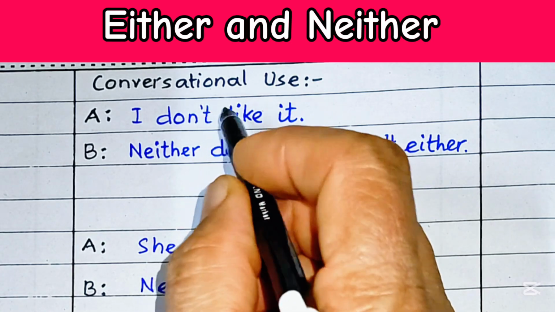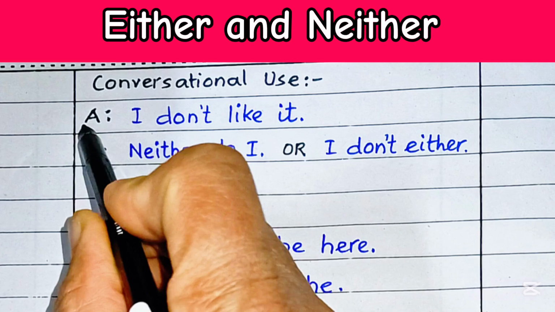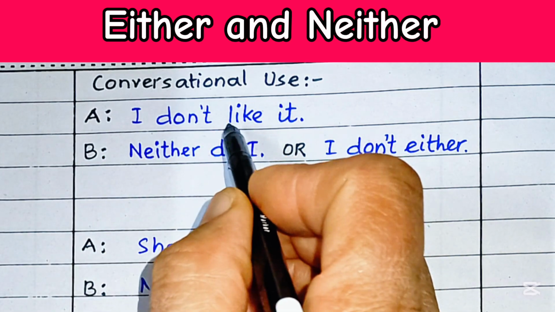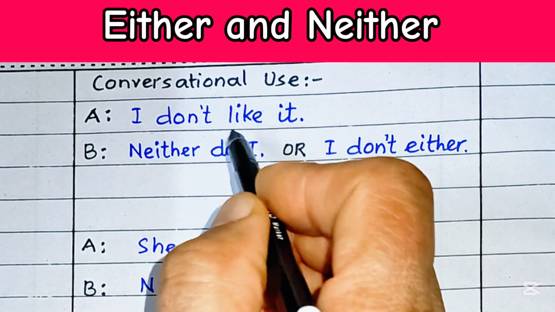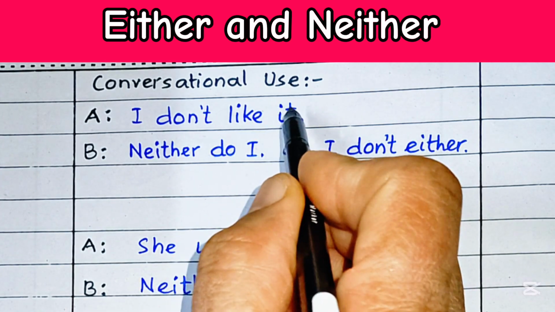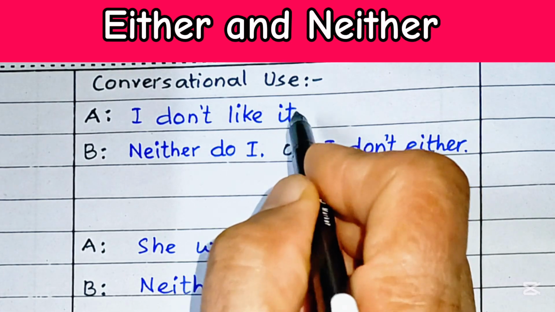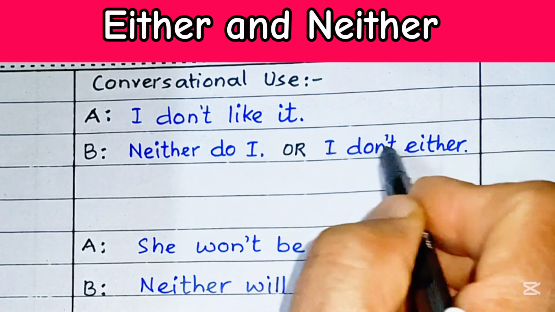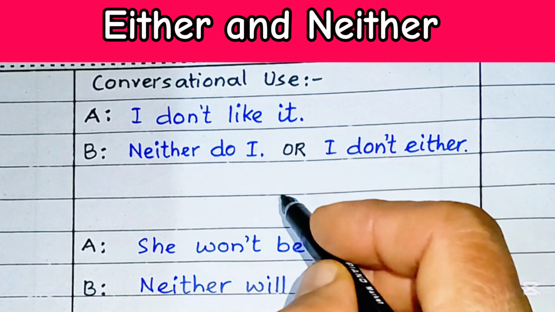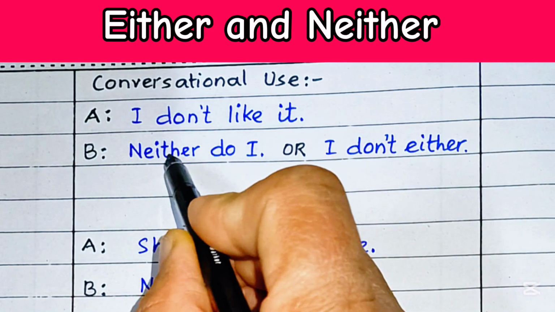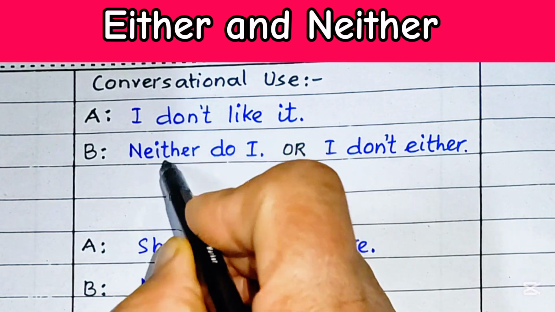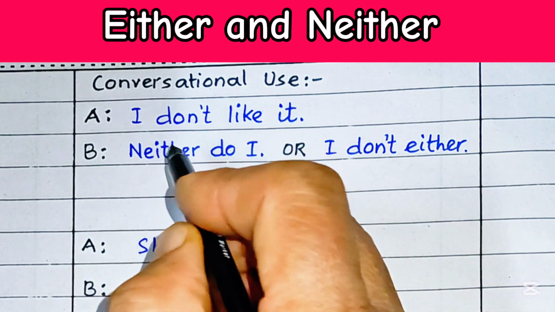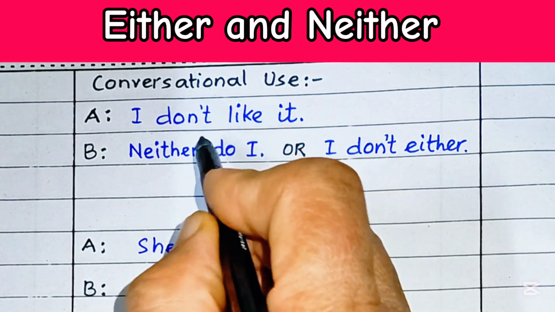For example, the first person, person A, says, I don't like it. And the person who hears that agrees and also does not like whatever this is and says, neither do I, or I don't either. So this indicates that two people agree. This indicates that these two people, person A and person B, agree. I don't like it, neither do I.